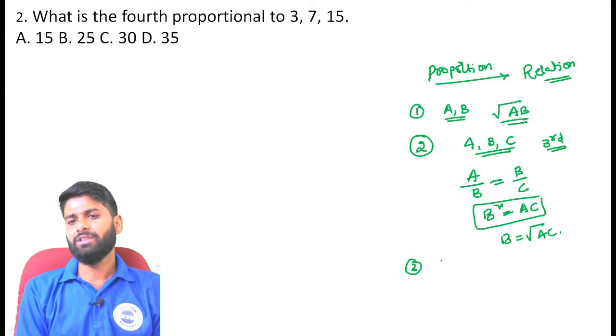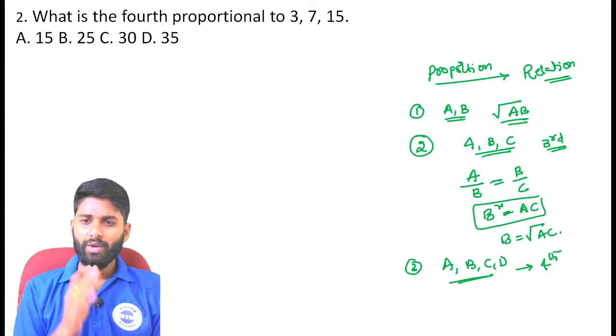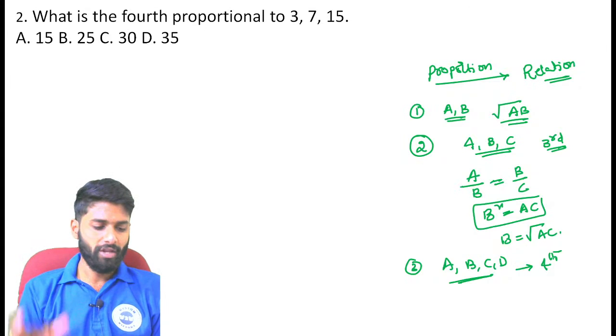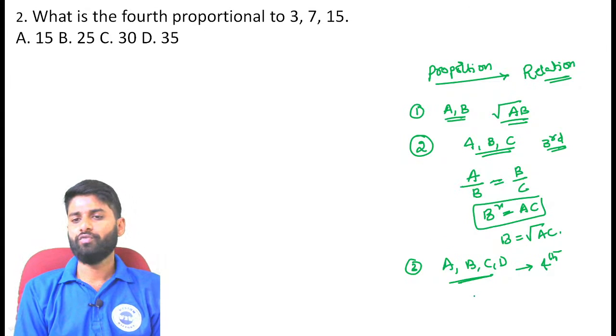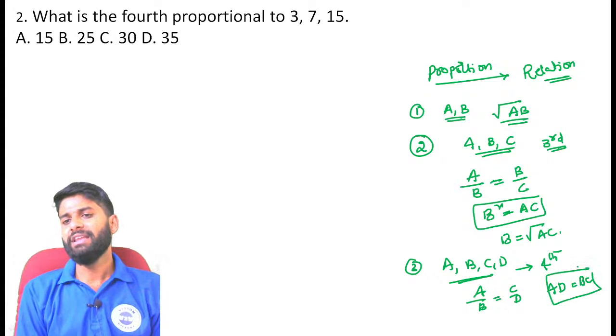For example, the next model question: A, B, C, D. Four numbers are given. We need to identify the fourth proportion. So A, B, C, D in one particular order. What is the fourth proportion relation? A by B exactly equal to C by D. It means the product of extremes is exactly equal to the product of means.